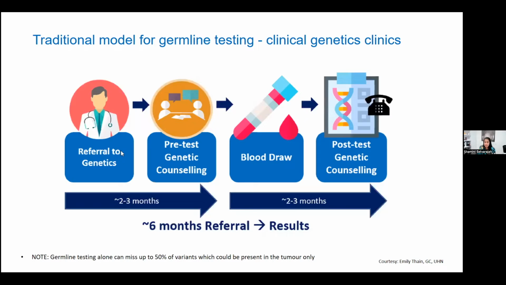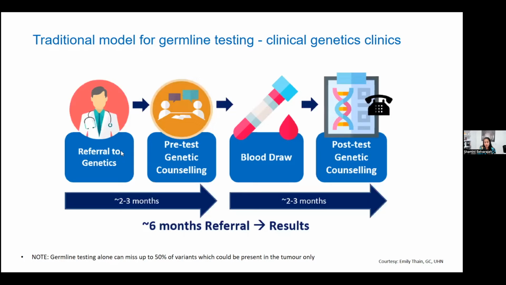Now, this traditional model was developed to facilitate testing for those individuals who had a very strong family history. Because of that, it necessitated a detailed family history workup. And this ended up leading to quite a bottleneck. Wait times could range anywhere from 2 to 3 months just to get the blood test started, and another 2 to 3 months before you get the results. In some other places across Canada, the wait time could even extend to over a year. So this model is not really sustainable as the only model for germline testing.